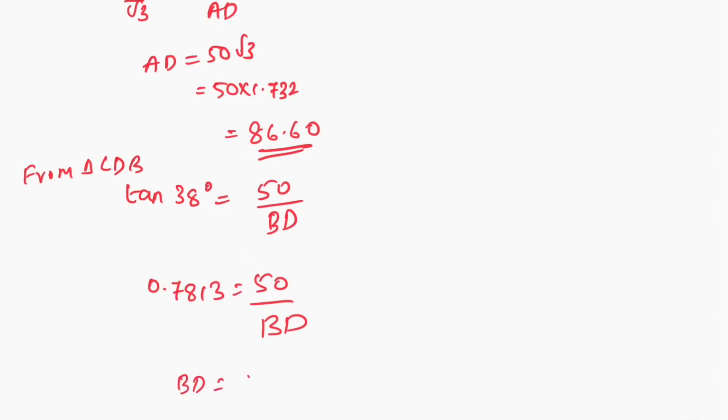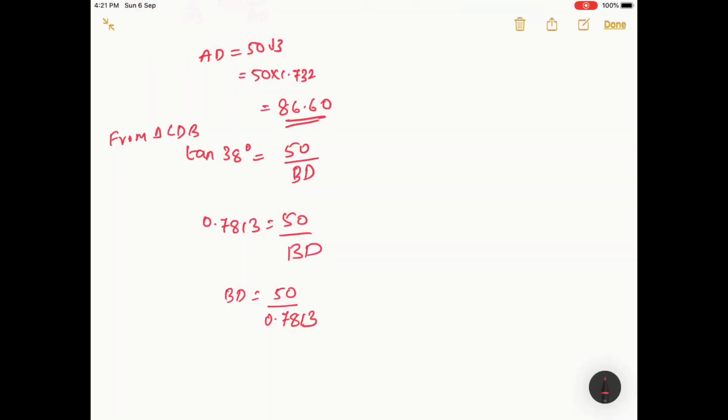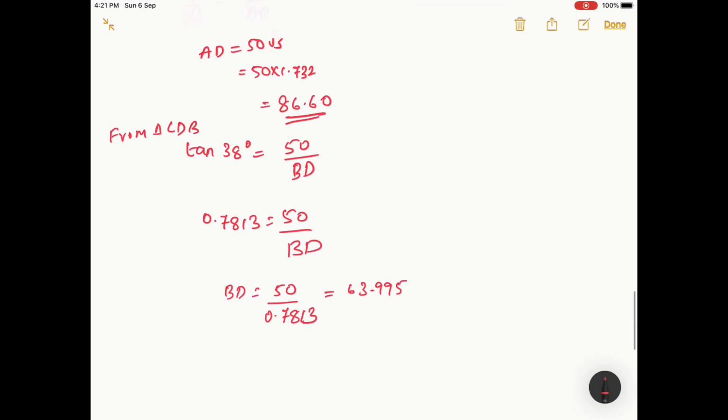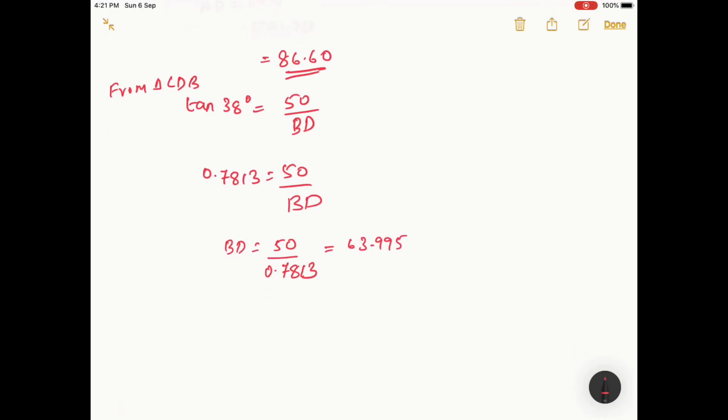BD is equal to 50 by 0.7813. Solving it, you will get 63.995, okay? So I can take it as 63.99. Then we need to find the distance between two people, right? Distance between two people is equal to 86.60 plus 63.99.